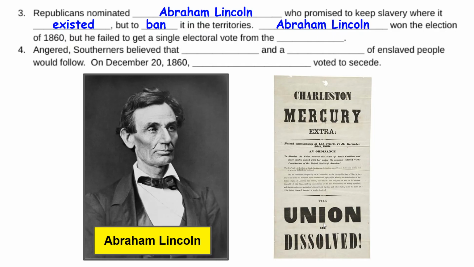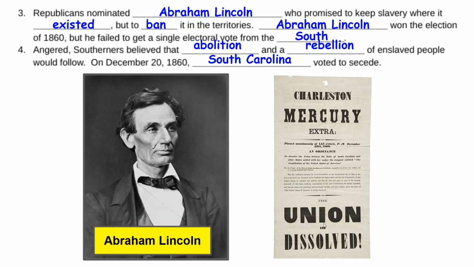So he failed to get a single electoral vote in the South, but that shouldn't come as any surprise, because of his position on slavery, okay? Angered Southerners believed that abolition and rebellion of enslaved people would follow this election of Abraham Lincoln. And so on December 20th, 1860, the state of South Carolina voted to secede.